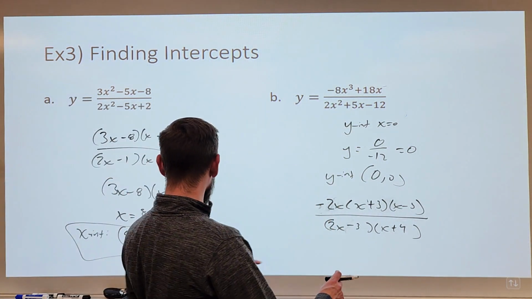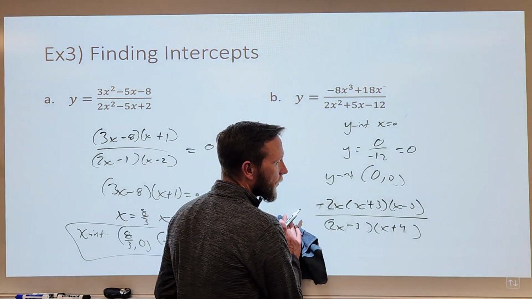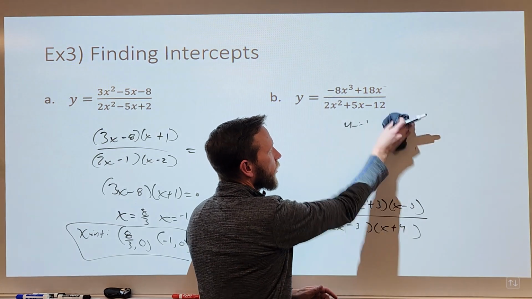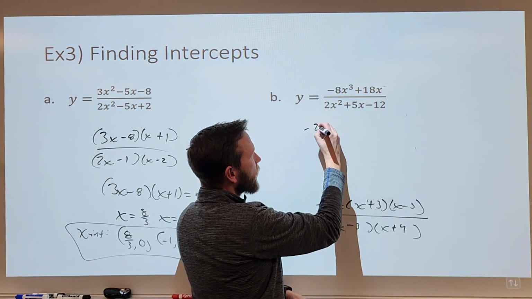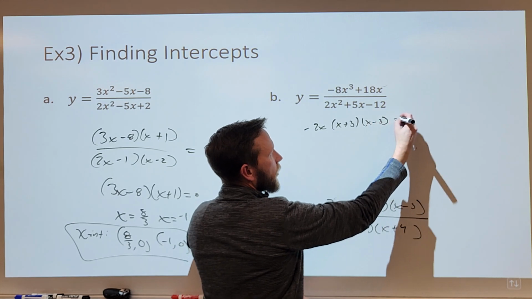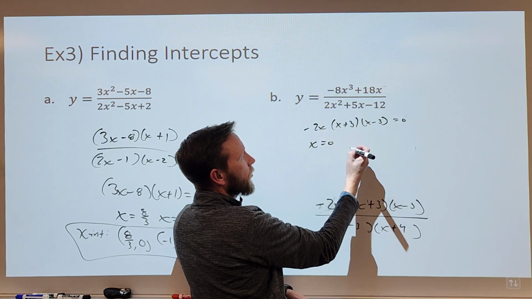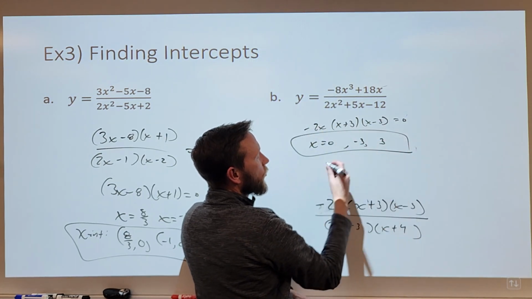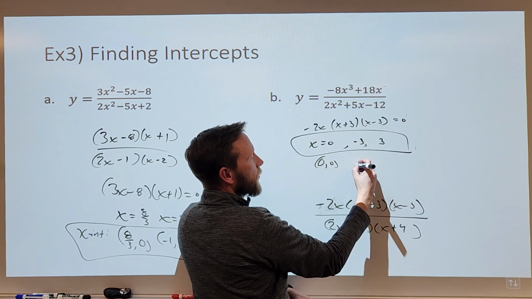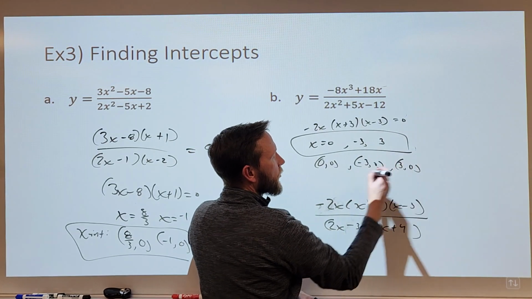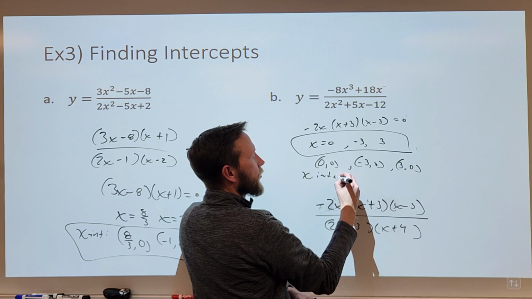But we want to concern ourselves with the numerator. So again, we had to factor it. Now we want to look at this numerator. I've already done the y-intercept. So when does negative 2x times x plus 3 times x minus 3 equal 0? Well, that happens when x equals 0, when x equals negative 3, and when x equals positive 3. So that means that 0 comma 0, negative 3 comma 0, and positive 3 comma 0 are the x-intercepts.